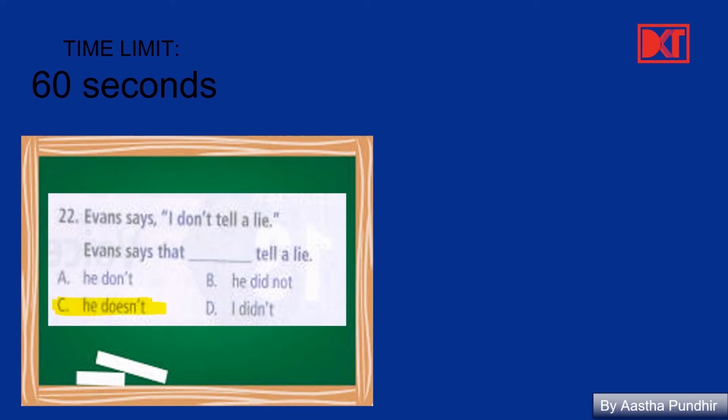Why C, he doesn't? You see the introductory sentence, Even says that. This is in simple present. There will be no backshifting of tenses. Since there is no backshifting, it will remain in simple present. So it becomes doesn't, he doesn't, and he, because we are referring to him in third person, so Even becomes he, a change of pronouns. All right. So the other options, he don't, the don't is incorrect. Here B, he don't and he did not mean the same thing, just a contraction is used. D, I didn't, I is also incorrect and didn't is also incorrect. Okay.